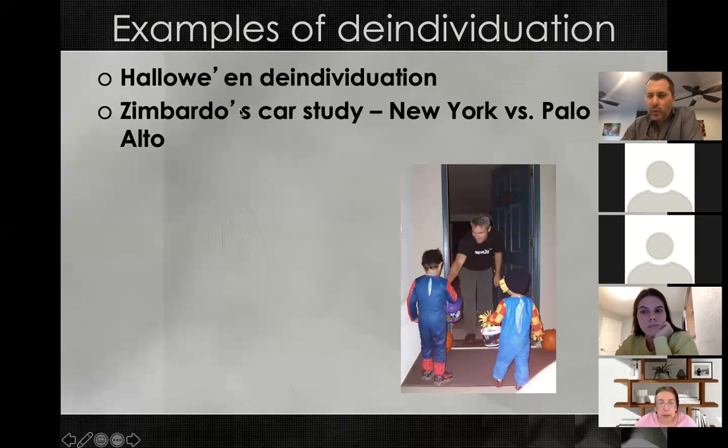This car study is one that's sometimes discussed in relation to de-individuation. Now, there's actually like 50 million potential explanations for this study, but one of them is de-individuation, so I'll mention it. Philip Zimbardo is a social psychologist. You're going to hear more about him later because he's associated with a really famous study called the Stanford Prison Experiment, which I'm sure some of you have heard about. We're going to talk about that later in aggression.